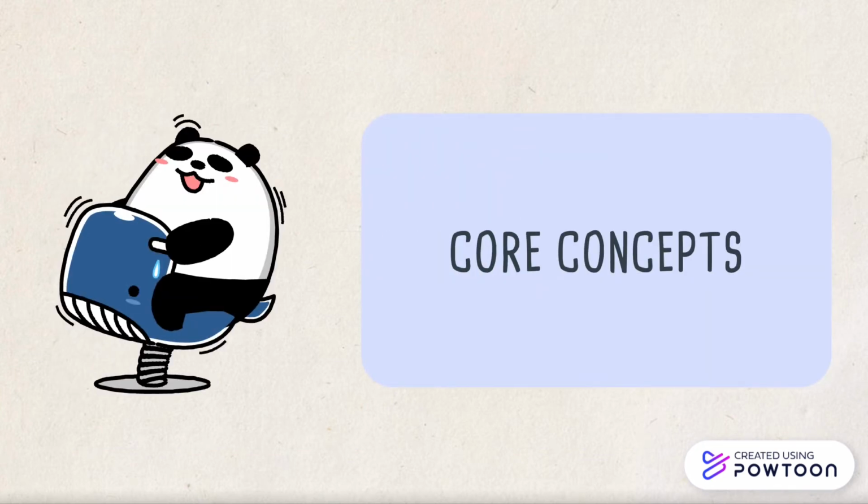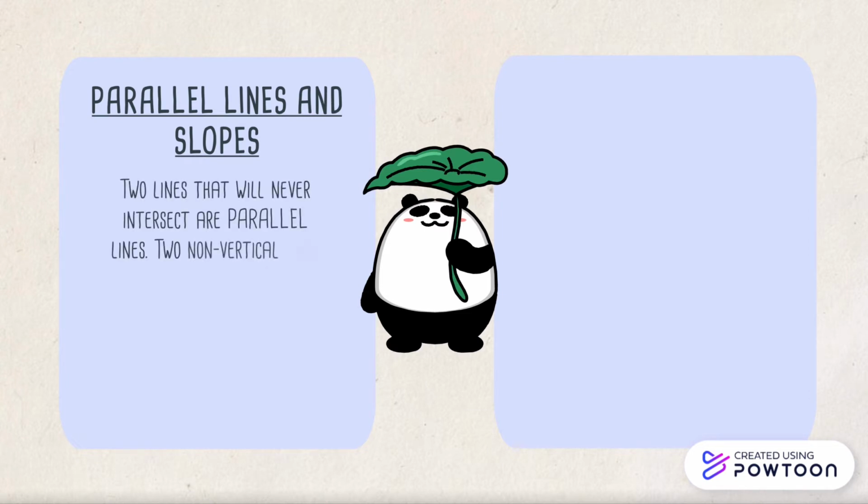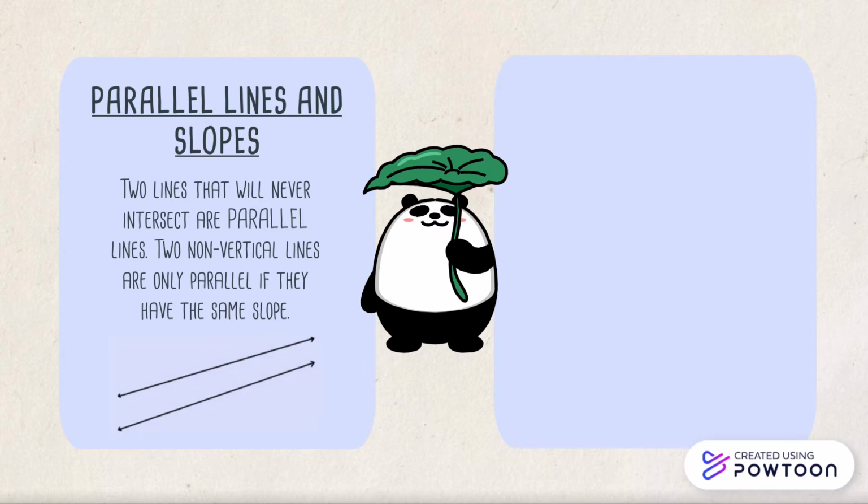Now, into some core concepts. We're basically going to get into what parallel and perpendicular lines are. Parallel lines and slopes. Two lines on the same plane that will never intersect are parallel. Two non-vertical lines are parallel if and only if they have the same slope. You might find two lines that look something like this, but if you look closely, you'll see that they're slanted towards each other and will eventually intersect.